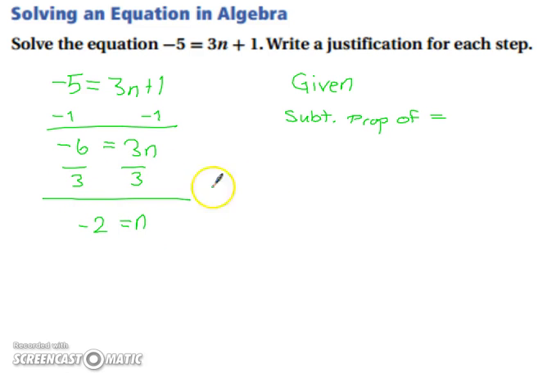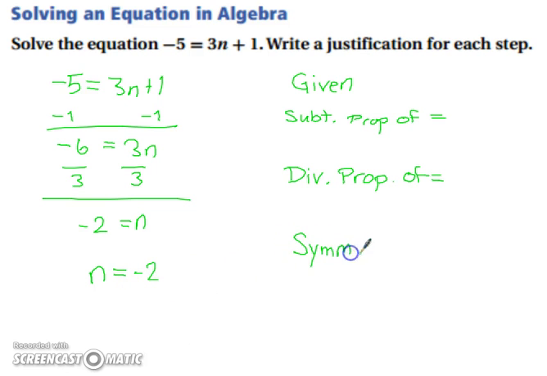And since we're dividing on both sides of the equation, we have the division property of equality. Well, generally we would prefer to see our variable first, so n equals negative 2. And to simply switch this around, you've used the symmetric property of equality.